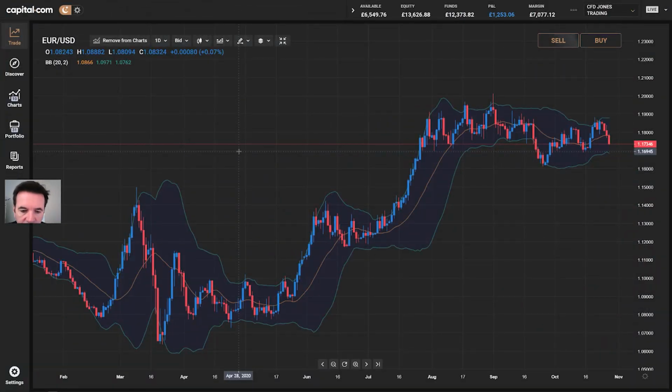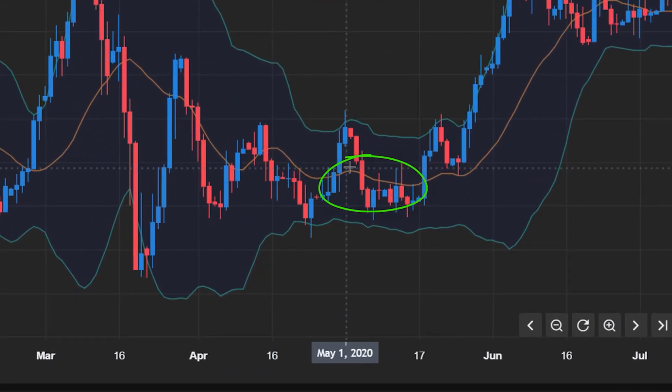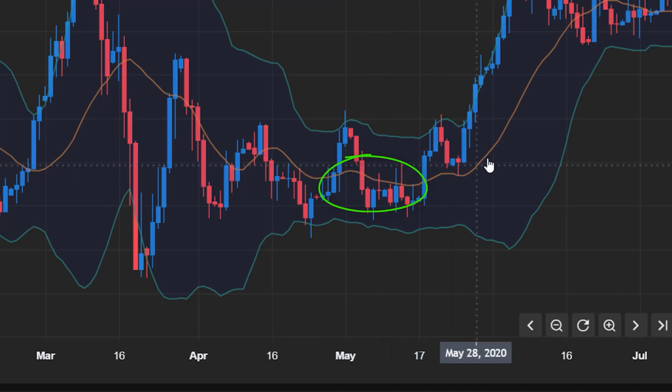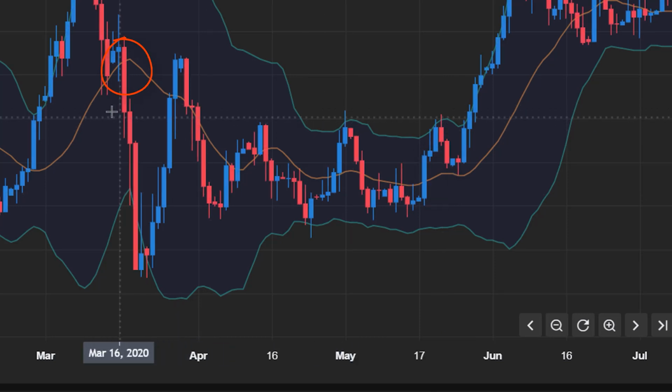Let's just walk through what I've just talked about. So here in the middle, we have the 20-day moving average. So you can see this is the line here. So it's just an average price of the last 20 days. And of course, typically when the price crosses above a moving average, many would see that as a buy signal. When the price falls below a moving average, like back here, people would see that as a sell signal.